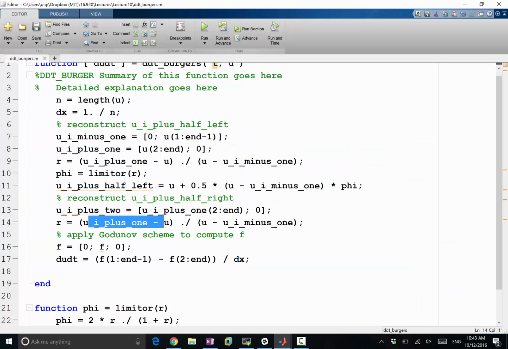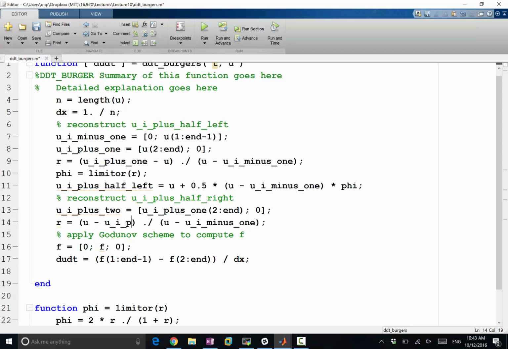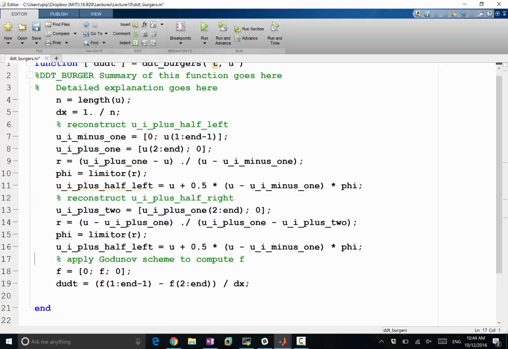So my r would be equal to this value, u i minus u i plus 1, divided by u i plus 1 minus u i plus 2. And phi is going to be limiter of r, and my u i plus half right is going to be u i plus 1 plus 0.5 times u i plus 1 minus u i plus 2, times phi. All right, any questions so far? Here should be dot multiply, here should be dot multiply. Any other bugs you see in here?